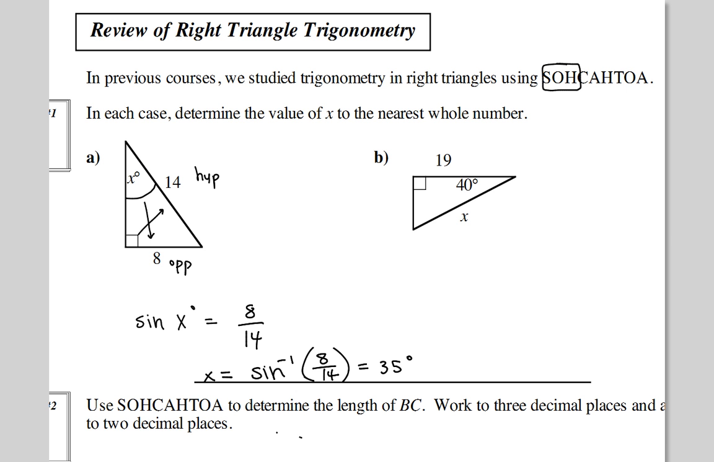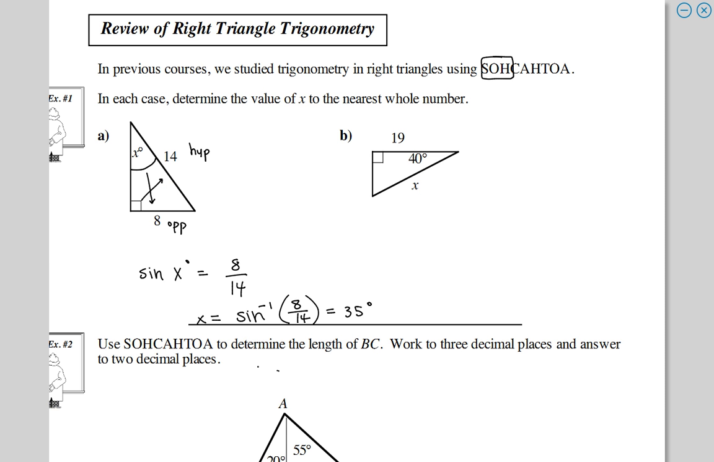Okay, let's take a look at question B. Directly across 40, you have your op. Directly across the 90, you have your hype. And 19 is your adjacent. Say that again. We're not looking for the angle on this one. We're looking for the length of the hypotenuse.